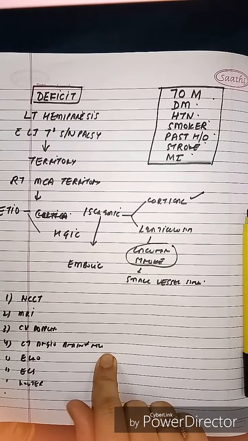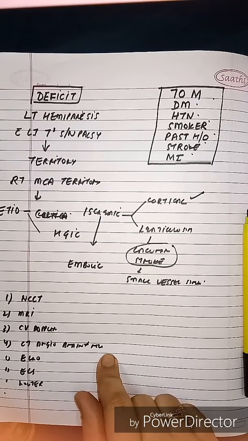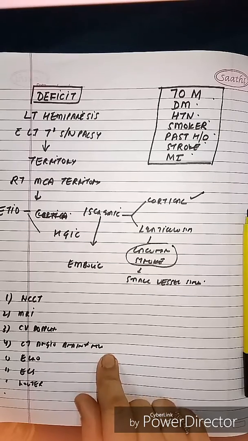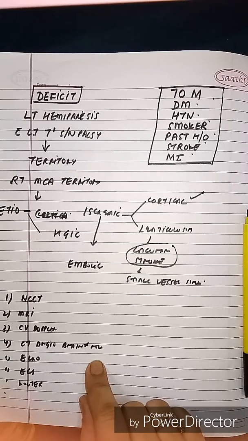For working up of embolic stroke, you have to get the ECG. A single ECG can miss atrial fibrillation, so you have to go for the Holter. You have to go for echo, and sometimes you have to go for the transesophageal echo also, to look for small vegetations which can lead to small emboli.